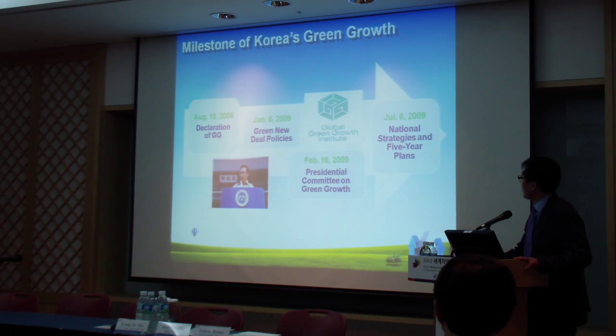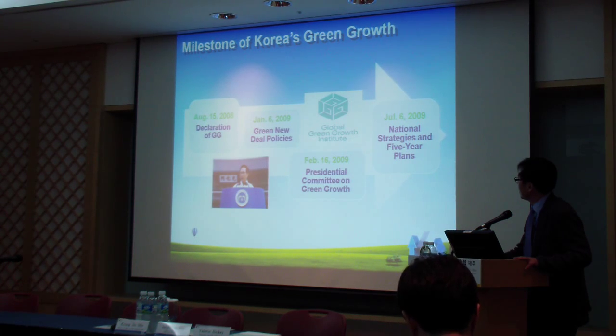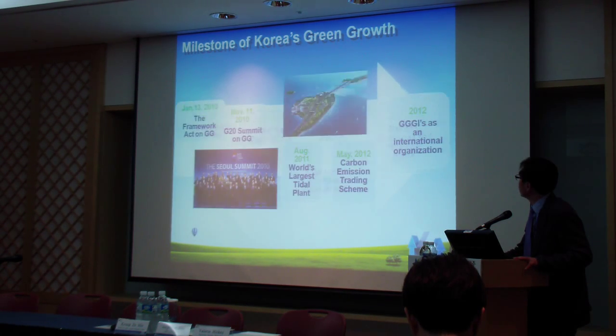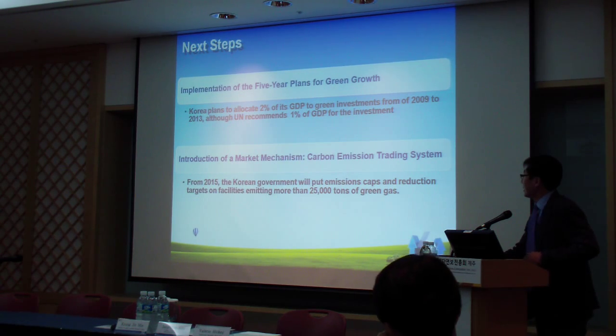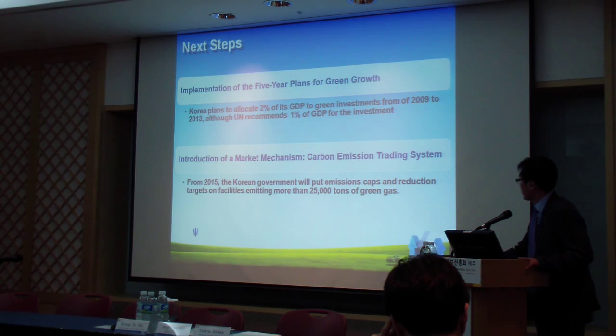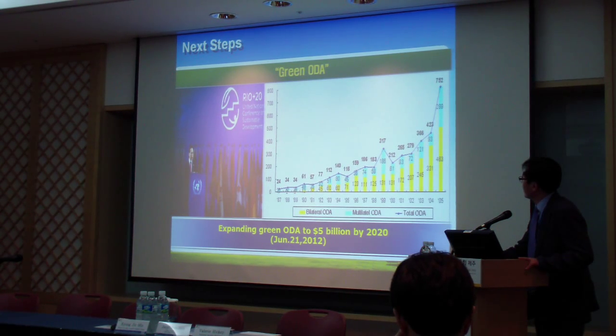This slide shows how Korea took the implementation policies for the green growth. Actually, these steps were explained by Dr. Eun Kyung-bak, so we don't need to say more about this. So Korean governments have plans to invest more money in green growth and green infrastructure, and also try to introduce market mechanisms like a carbon emission trading system. And in terms of ODA, the Korean government plans to invest $5 billion by 2020.